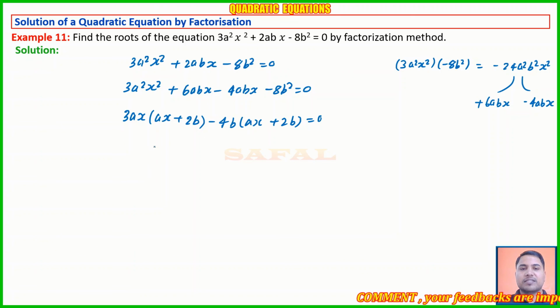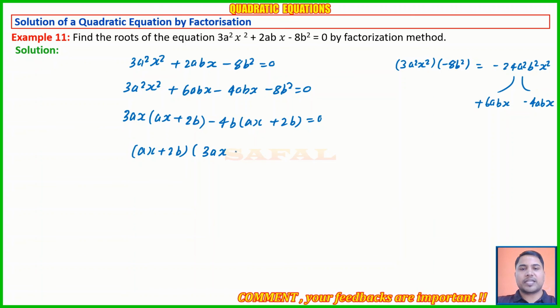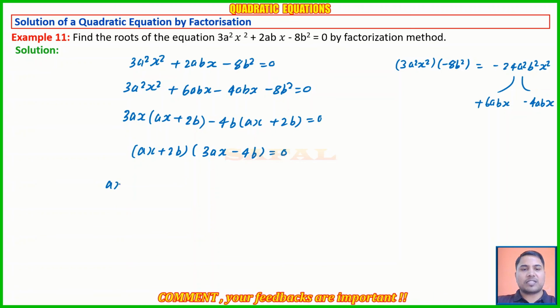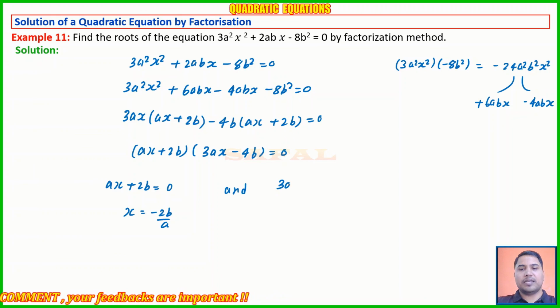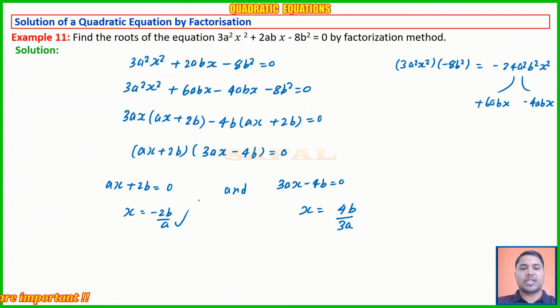So ax plus 2b I can see common in both the terms, so I'll take it common. So ax plus 2b if I'll take common, so first place I have 3ax and second place I have minus 4b. So this equals to 0. So first factor I'll equate it to 0, ax plus 2b equated to 0. So this will give x equals minus 2b by a, and second linear factor equated to 0. So this will give x equals 4b by 3a. So the two roots for above quadratic equations are minus 2b by a and 4b by 3a.